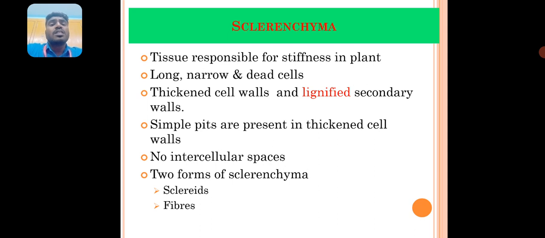Sclerenchyma is tissue responsible for stiffness in plants: long, narrow, dead cells with thickened cell walls and lignified secondary walls. Simple pits are present in the thickened cell walls. There is no intercellular space. There are two forms of sclerenchyma: sclereids and fibers.